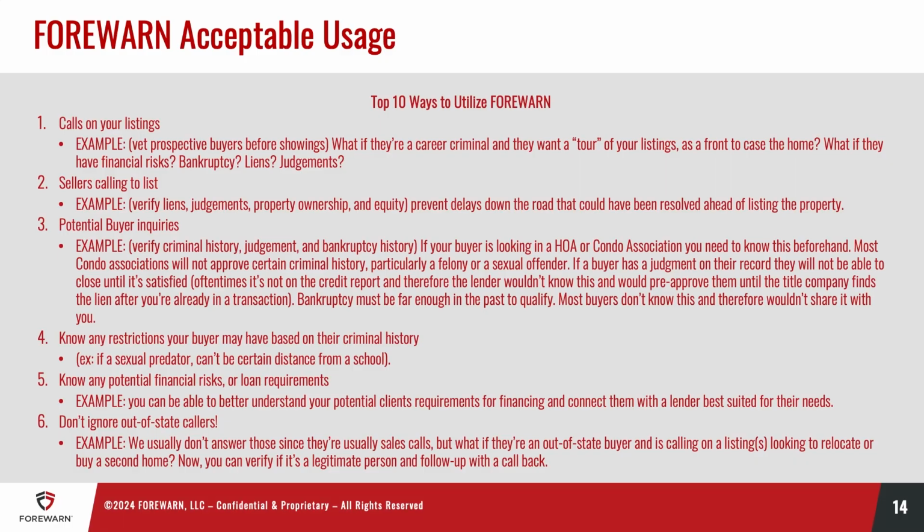Buyers, verify criminal history, judgment, bankruptcy history. Just some examples to go along with these for you would be if you have a buyer who is looking in a condo association, but you also know they have a felony in their background or they're a sexual offender. Condo associations are very strict with who they approve, and most likely that situation in the example wouldn't work out for this particular buyer. However, it's really just about knowing this information ahead of time so you can educate your buyer, walk them through the proper steps, and find the best fit for them while saving your time and their time in the process.